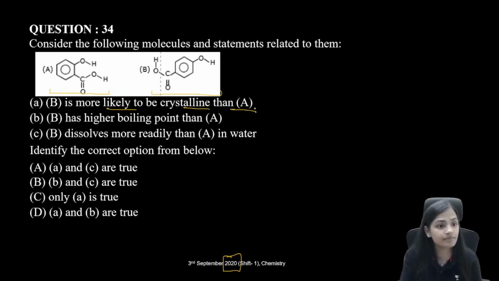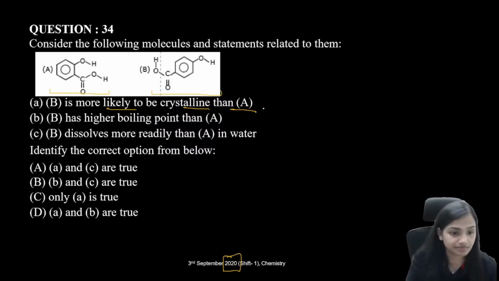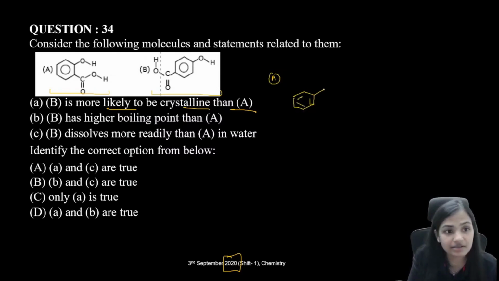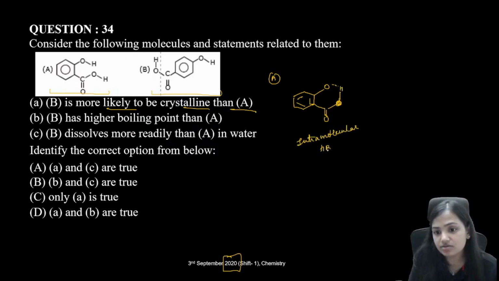Think about it. B has higher boiling point as compared to that of the A. B will be having higher boiling point and B dissolves more readily than A in water. How to answer this question? See, in the case of A, if you will open the structure, you will find that this is O, this is carboxylic acid O, and here we will be having intramolecular hydrogen bonding. Intramolecular hydrogen bonding, right? So will it form aggregate? No, this will not form aggregate.